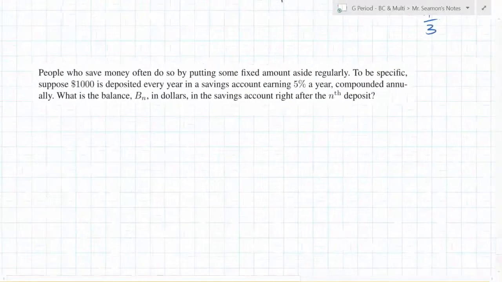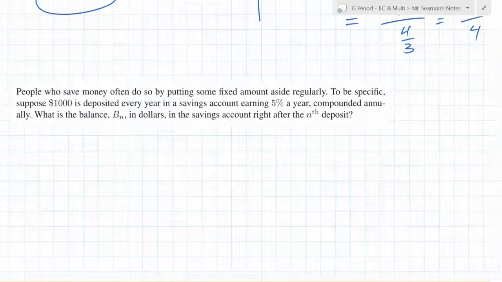People who save money often do so by putting a fixed amount of money aside. To be specific, suppose $1,000 is deposited every year into a savings account earning 5% yearly, compounded annually. What is the balance Bn in dollars in the savings account right after the nth deposit? Let's read that one more time. You're putting $1,000 into an account that's earning 5% a year, right?